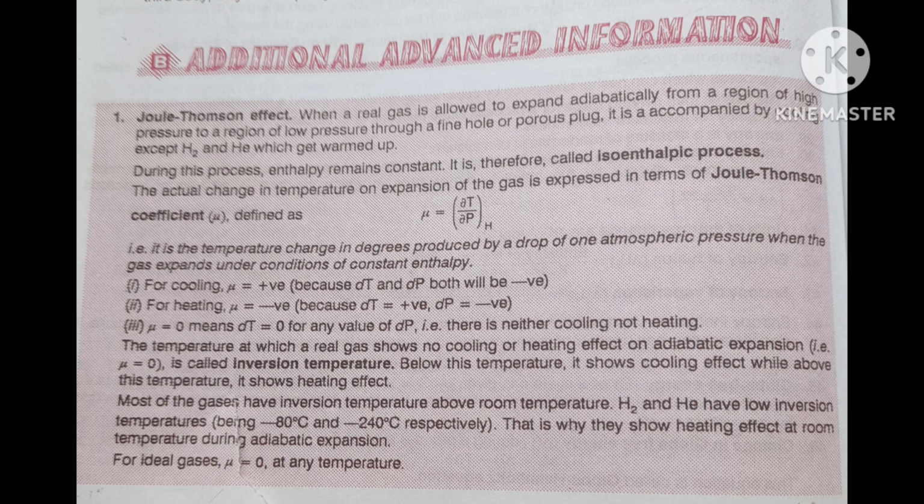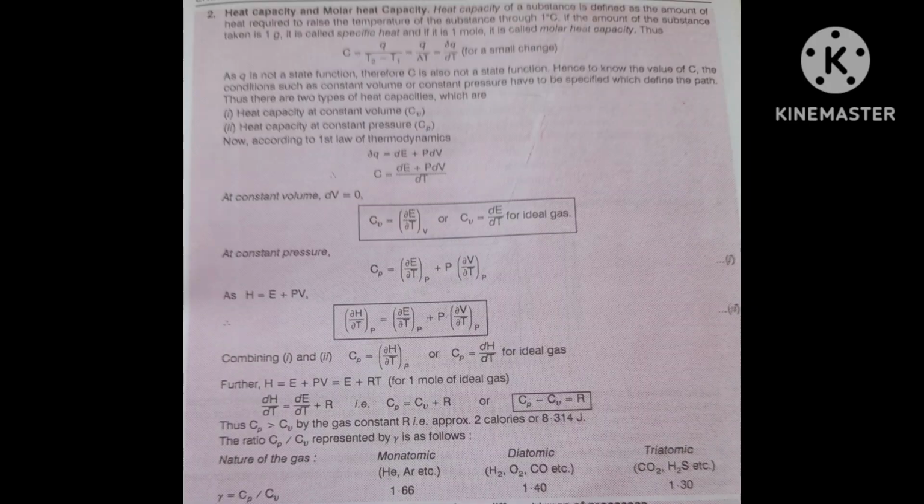Just you see the equation. C is equal to dE plus P into dV divided by dT. Now when volume is constant, then what will remain? dE plus P into dV, then dV is equal to 0. Then what will remain? Only dE will remain and down dT will remain. This happens at constant volume.